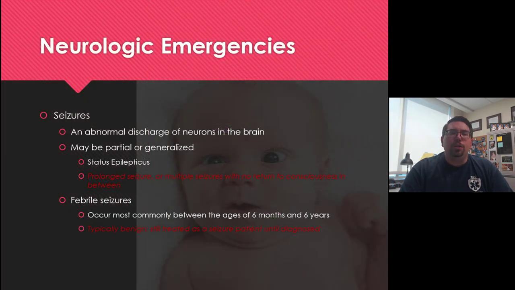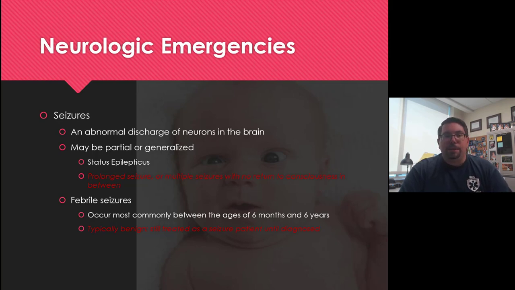Now, neurological emergencies are another component we see on the medical gamut. These include things such as primarily seizures. A seizure is an abnormal discharge of neurons in the brain, and it may be partial or generalized. The biggest concern that we have with children in seizures is status epilepticus. This is a prolonged seizure or multiple seizures with no true return in consciousness in between.